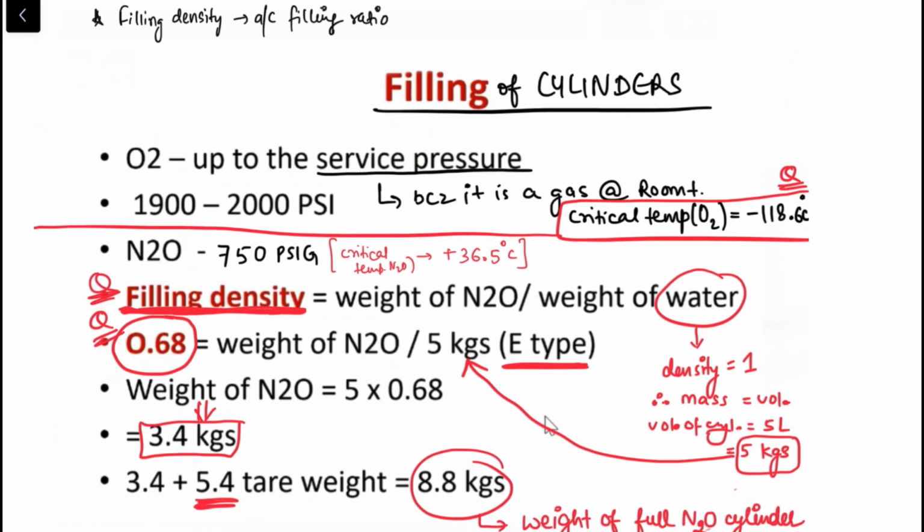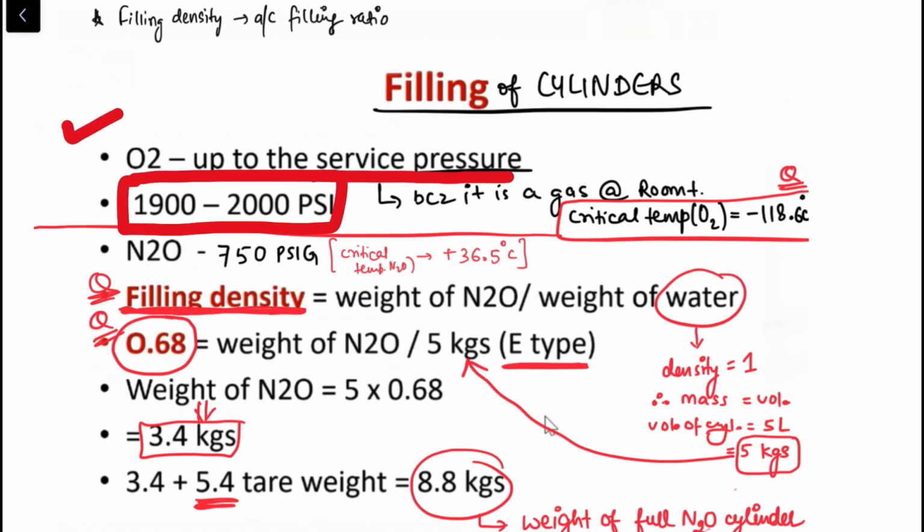In the filling of cylinders, oxygen is filled up to the service pressure, which is 1900 to 2000 psi, because it is a gas. Why is it a gas? Because the critical temperature of oxygen is minus 118.6 degrees. For nitrous, it is 750 psig, because its critical temperature is plus 36.5 degrees. That means at room temperature it is actually a liquid.